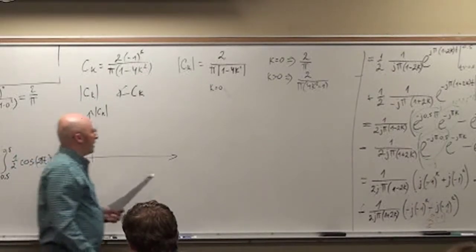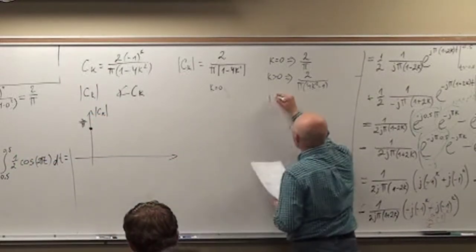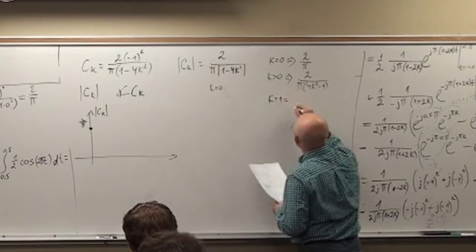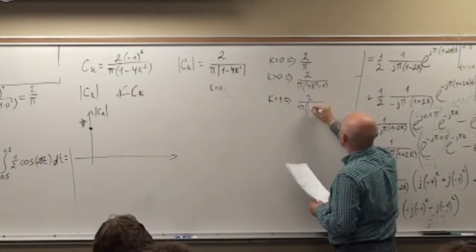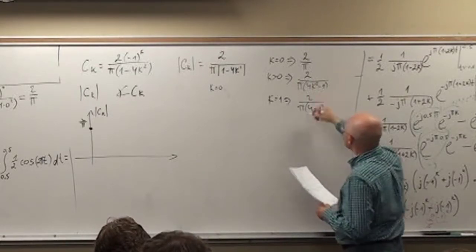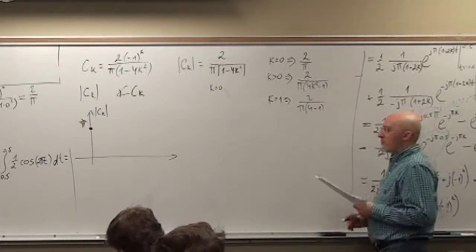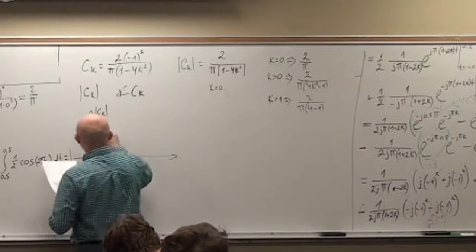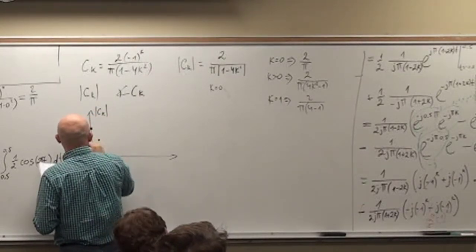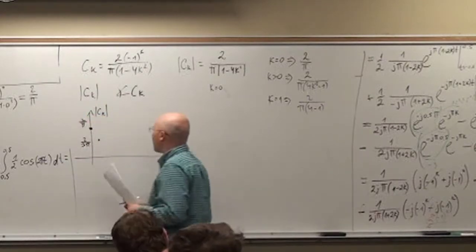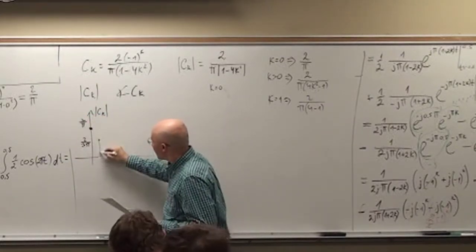Okay, now let's compute it for k equals 1, for example. So it's twice divided by pi times 4 minus 1. So it's 2/3 divided by pi. Probably somewhere here. That's the second one.